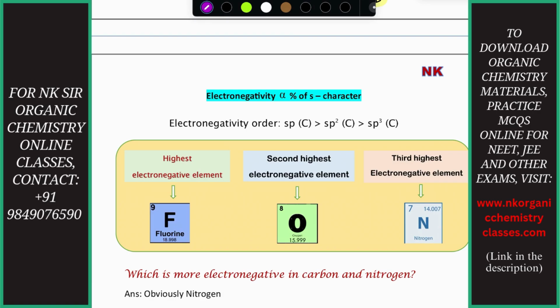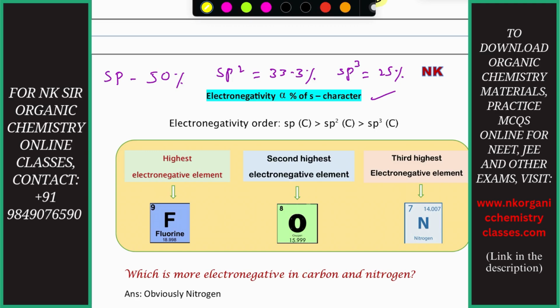Remember, in hybrid orbitals, electronegativity is directly proportional to the percentage of s character. Now here you see, if you take sp hybridization, s character is 50%, whereas for sp2, s character is nearly 33.3%. Next, if you take sp3, it is 25%. So s character is more for sp than sp2 than sp3. That is the reason why the electronegativity of sp carbon is more than sp2 carbon than sp3 carbon.